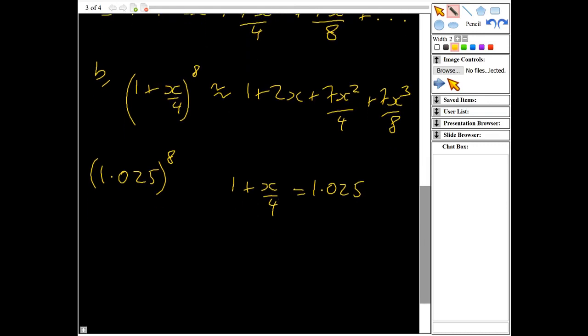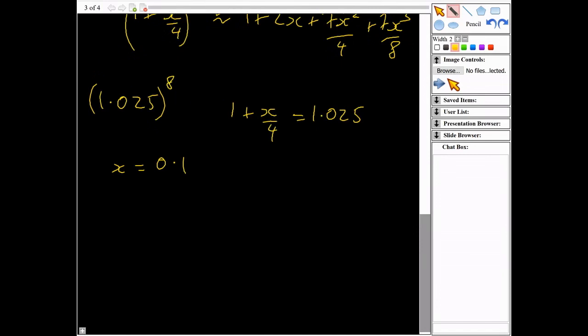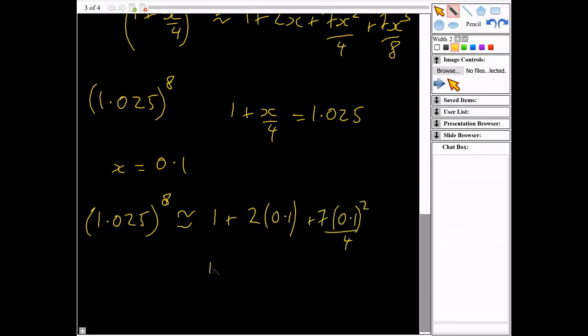So in that case, I would work out that x is going to be 0.1. Just rearranging that there, subtracting 1 from both sides, and then multiplying by 4. So I get x is 0.1. So I just need to substitute into my approximation x is 0.1. So 1.025 to the power of 8 is going to approximately equal 1 plus 2 times 0.1 plus 7 times 0.1 squared over 4 plus 7 times 0.1 cubed over 8. Once you've got that, you can stick that in your calculator and then you can work out what the answer is.